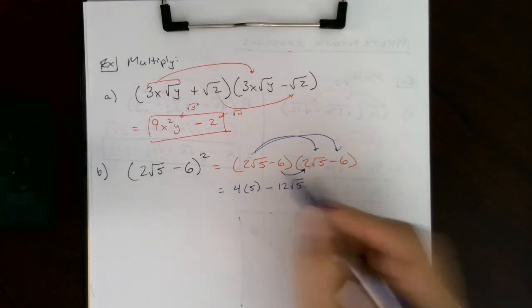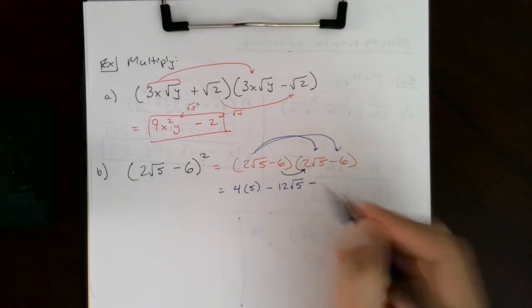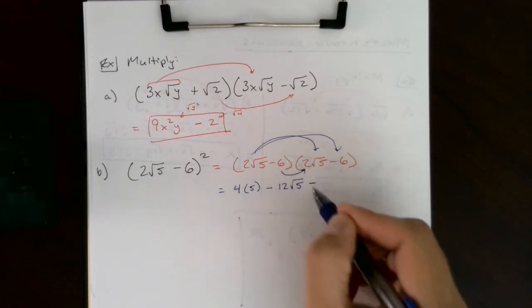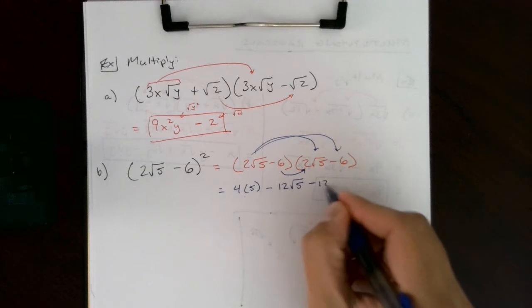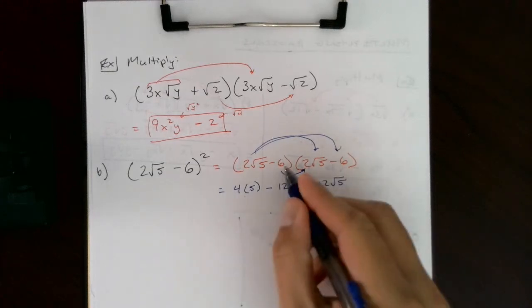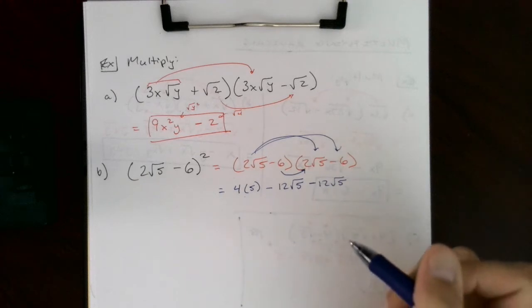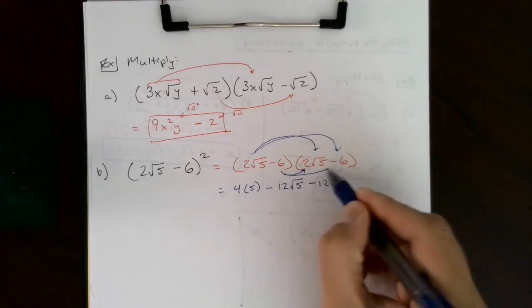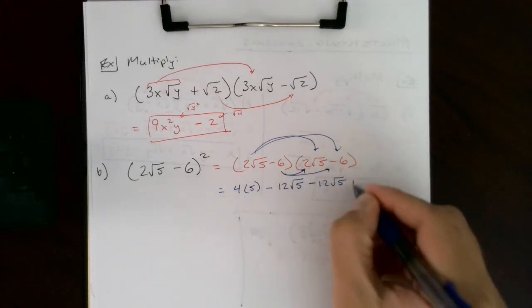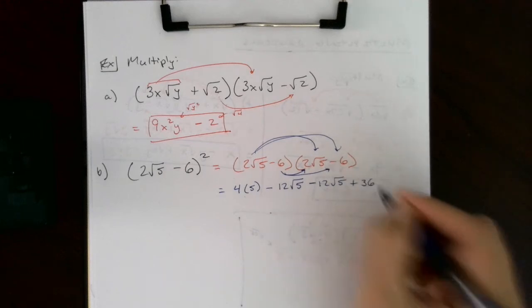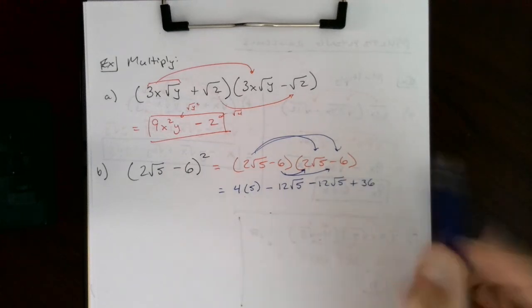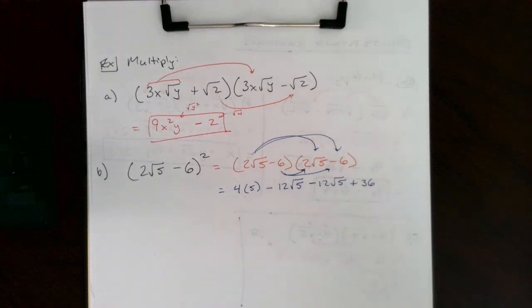For the inner, negative 6 times 2 root 5 will be a negative, because positive times a negative will make that negative. 6 times 2 is a negative 12, and the square root of 5, there is no root to multiply by this, so you just bring it along, just like we did the first time. And then a negative 6 times a negative 6, so it's a positive 6 times 6, which is 36. Make sure you square that, 6 times 6. Don't just use 6, right?